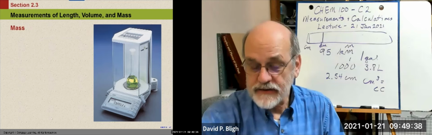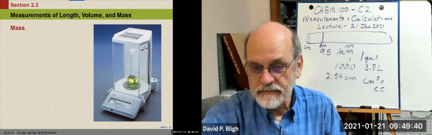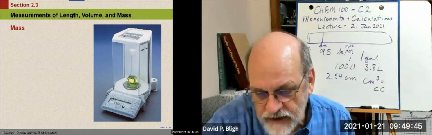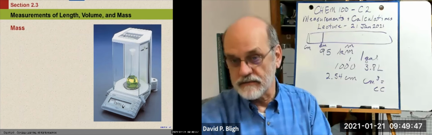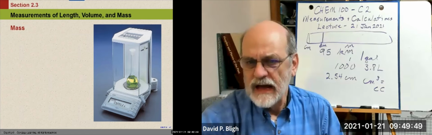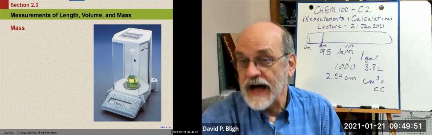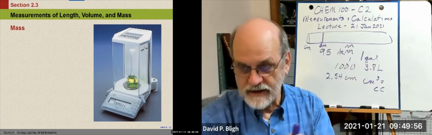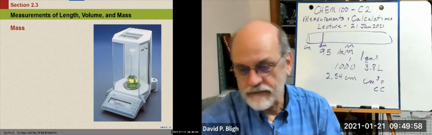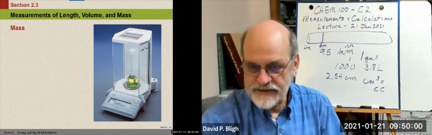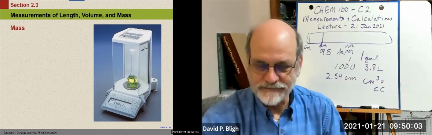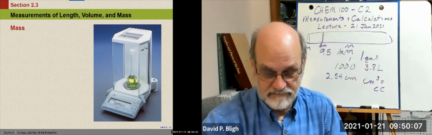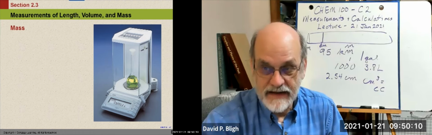Now we talk about mass, right? This is an analytical balance, and it looks to me like it's accurate to 4 decimal places, right? So it's very accurate, and that's why it has walls on the side and a roof, right? Because air currents will disturb and throw your measurement off. So you have to close the doors and let the air current settle before you can make an accurate measurement at that many decimal places.